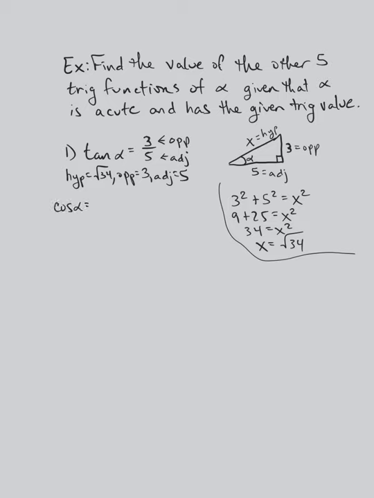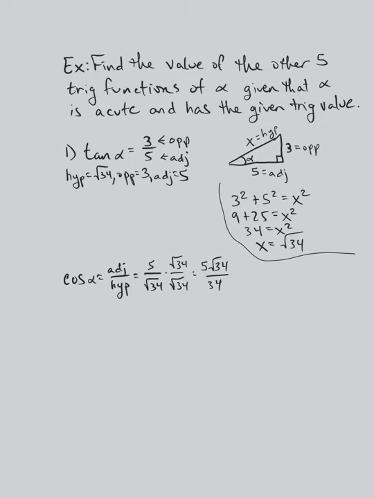The cosine of alpha is adjacent over hypotenuse. I can already see I'm going to run out of room if I'm writing here, so I'm just going to go down here lower. So the cosine of alpha is the adjacent over the hypotenuse. The adjacent side is 5, but my hypotenuse is the square root of 34, so I've got to rationalize that denominator. And so we end up getting 5 square root of 34 over 34.